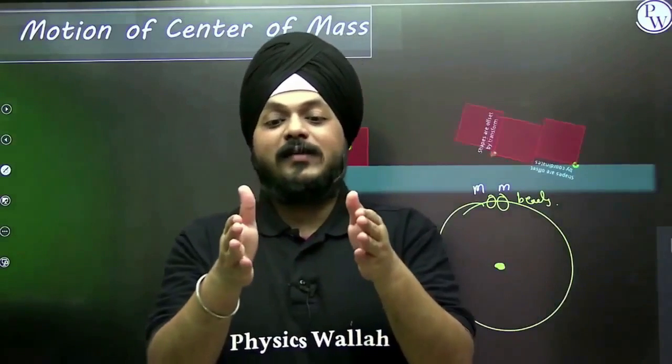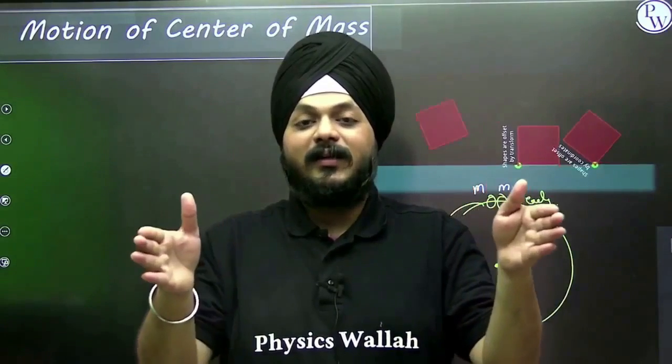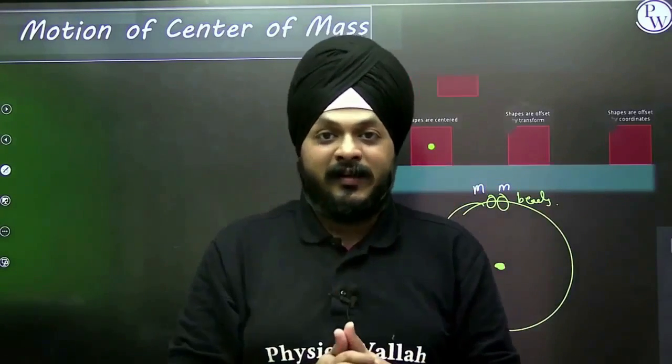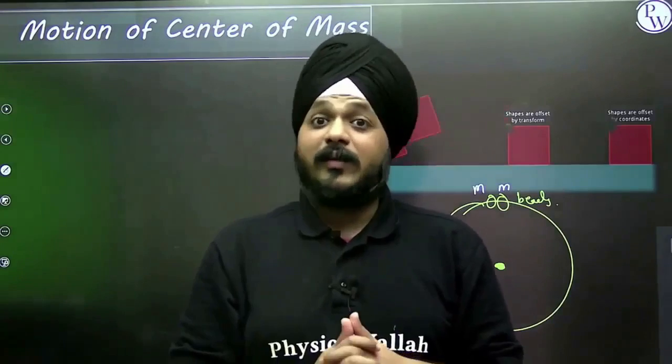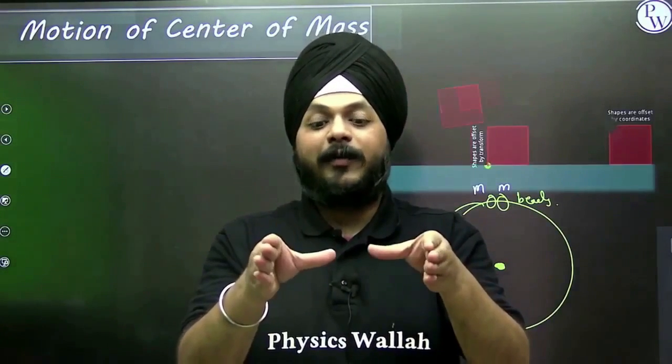If both of the hands are moving to the opposite sides with equal velocities, the center of mass will remain stationary at that point. Now, let us take another example. This is M. This is M. The center of mass is at the midpoint.